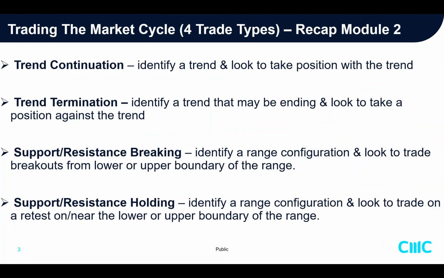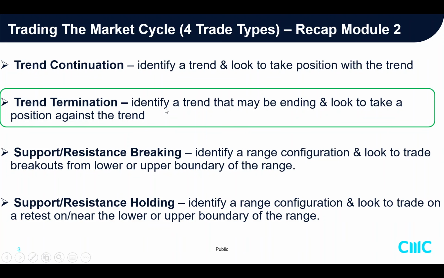If you recall, there are four different kinds of market cycle for any particular tradable asset class, four trade types that we could implement our trading strategies to take advantage of, depending on which cycle the asset is in. Trend continuation, trend termination, support and resistance breaking, and support and resistance holding. Counter-trend trading comes under the trend termination cycle. That means identifying a trend that may be ending and looking to take a position against the trend. That gives counter-trend trading its name.